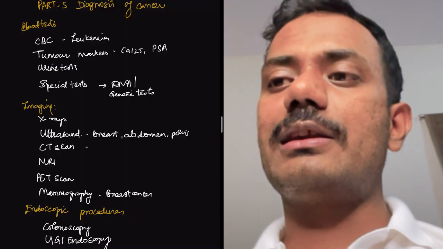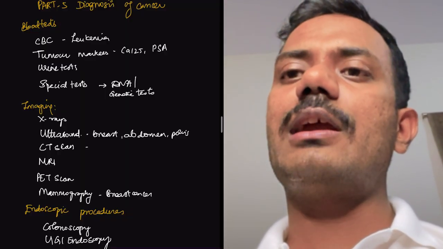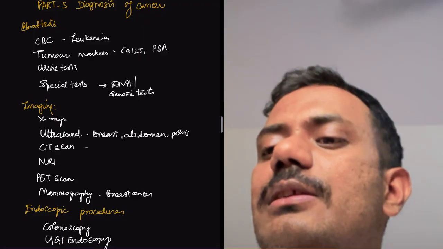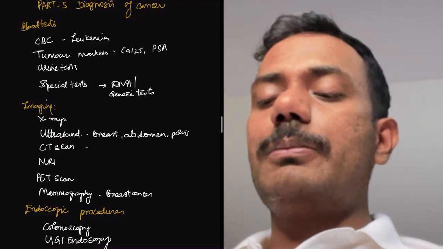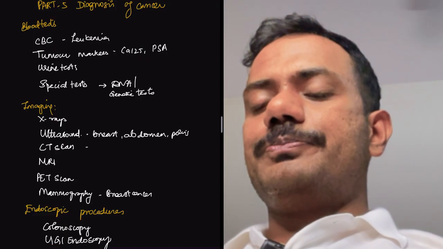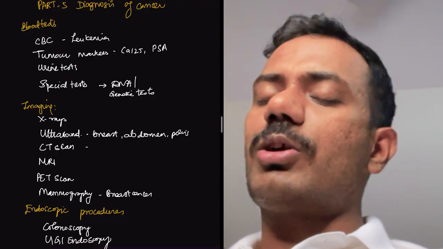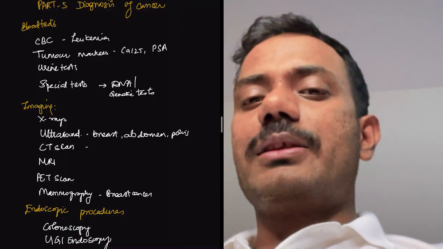When the CA125 levels are higher, it is suggestive of ovarian cancer, and when the PSA levels, prostate specific antigen, are high, it suggests the patient might probably be having prostate cancer. But these are not definitive diagnoses. What the definitive diagnosis is will be discussed at the end.